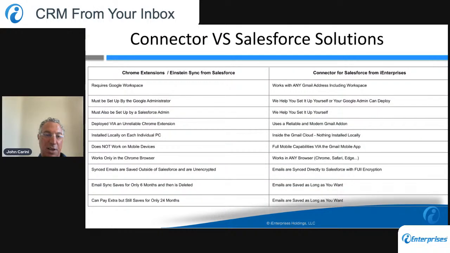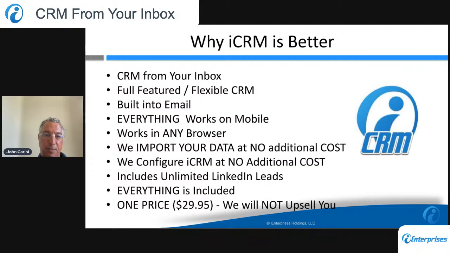So this slide's got too much detail, but there's even more reasons why we're much better, including this Einstein Activity Sync, which Salesforce charges you more than twice what our whole product line costs for. It's very limited as well. Okay, and then one slide on iCRM.